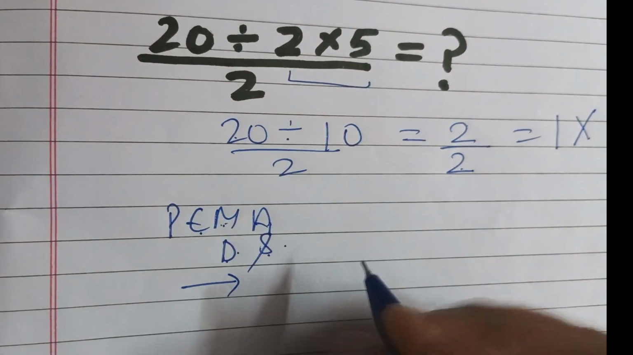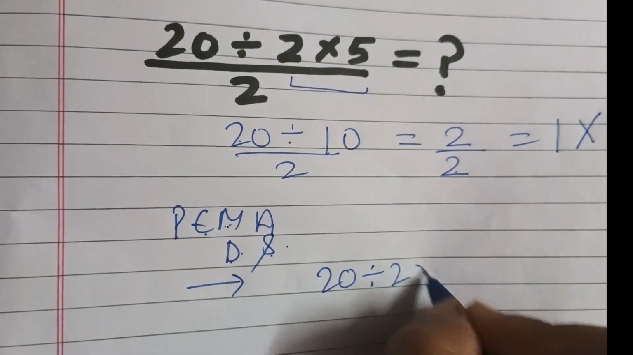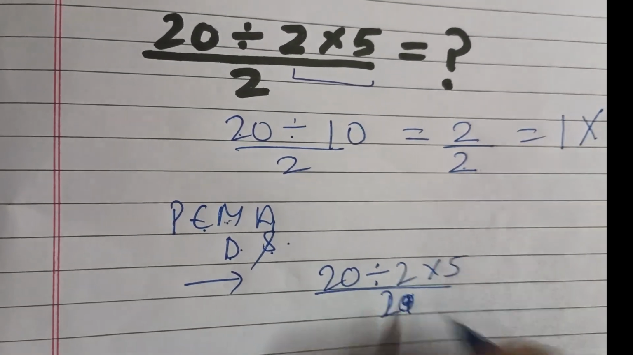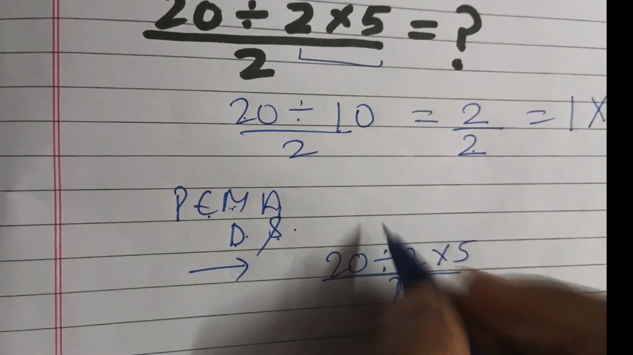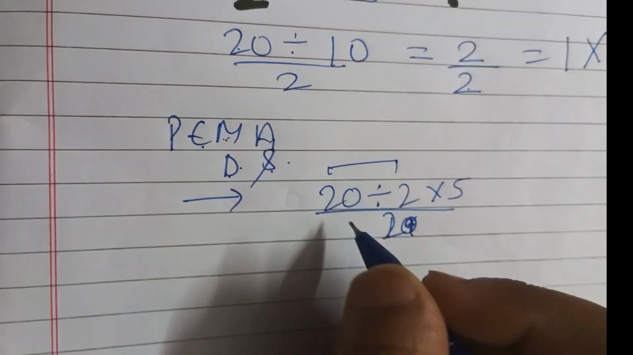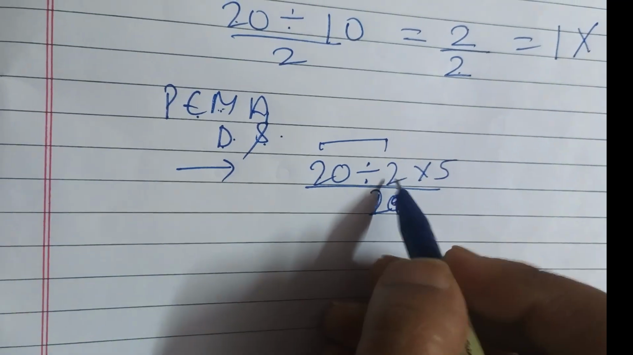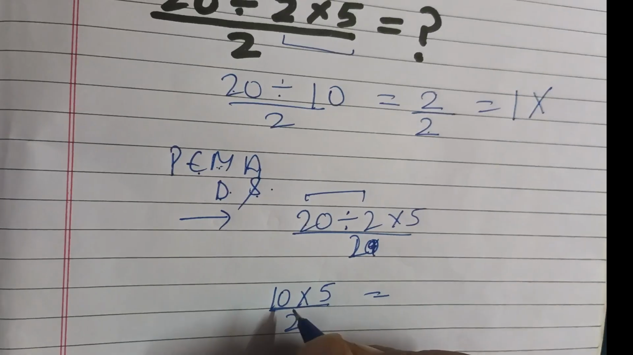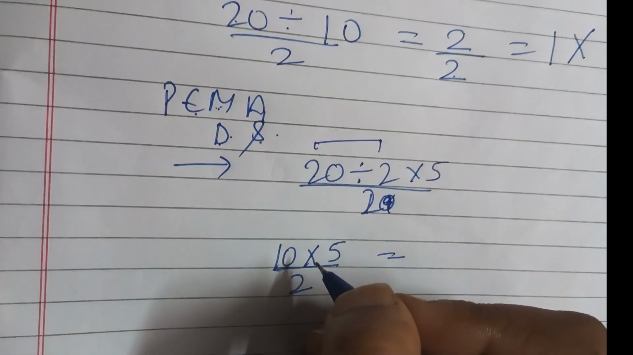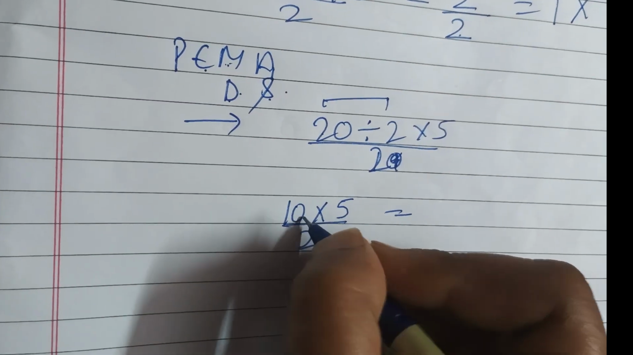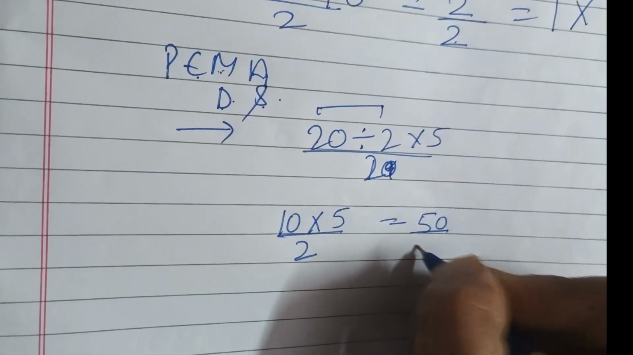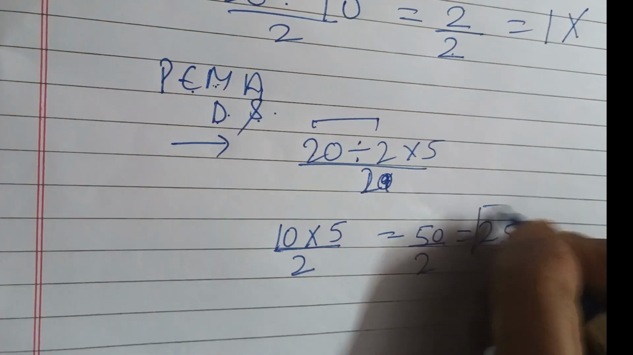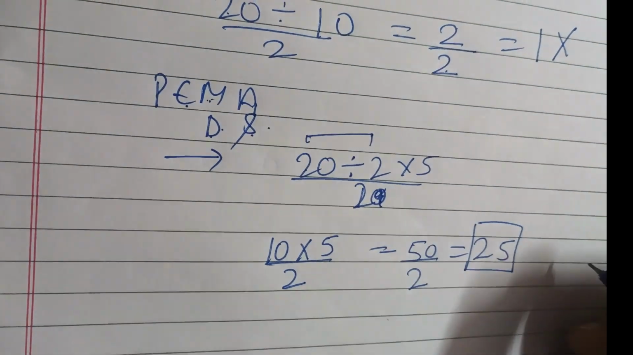Okay, so in the above equation we have 20 divided by 2 times 5 upon 10 upon 2. So according to PEMDAS, we will solve this first. So it will become 20 divided by 2 is 10 times 5 upon 2. So it will become 10 times 5 is 50 upon 2 is 25. So by using PEMDAS, we will get 25 as the correct answer. So 25 is the correct answer.